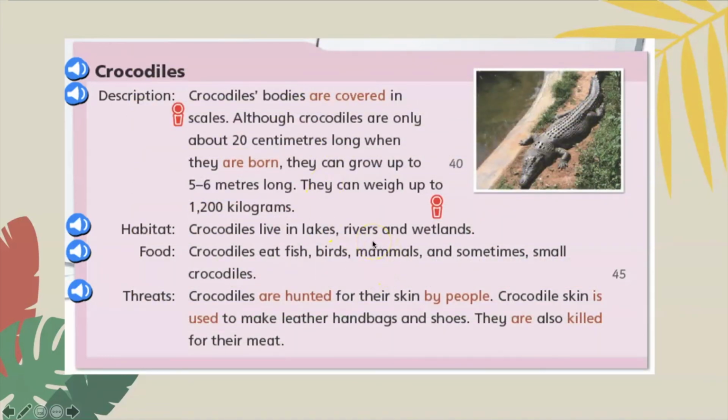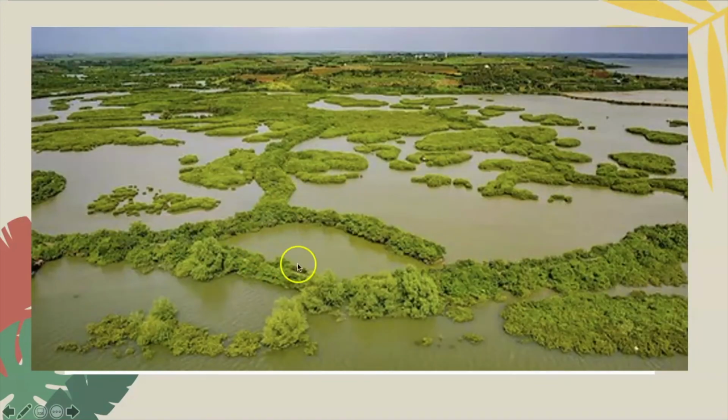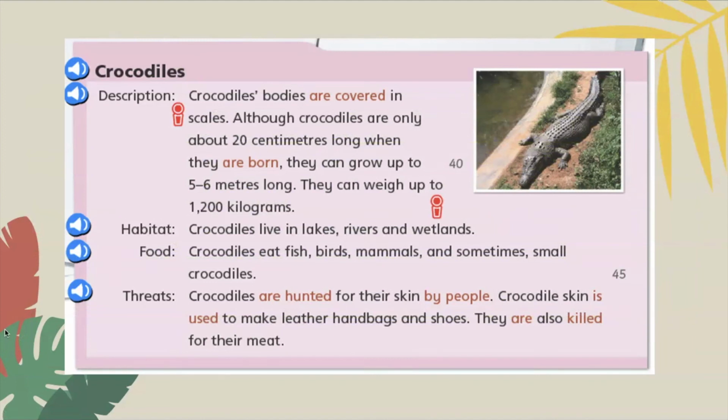So where do people find crocodiles? Crocodiles can always be found somewhere with water, like lakes, rivers, and wetlands. Here is a picture of wetlands. So after reading the 4 fact files about animals, how well do you understand the 4 fact files? Here are some questions for you.